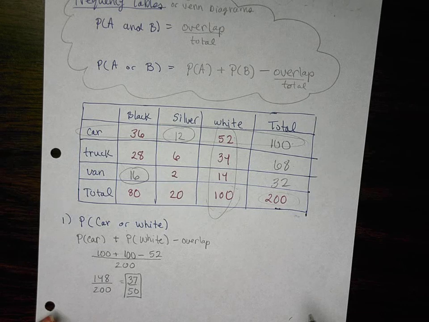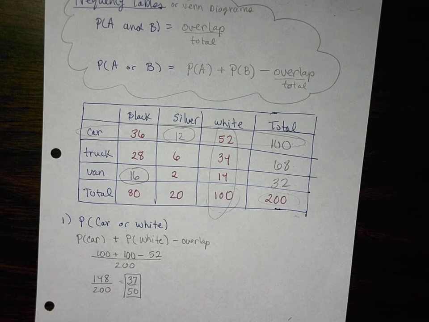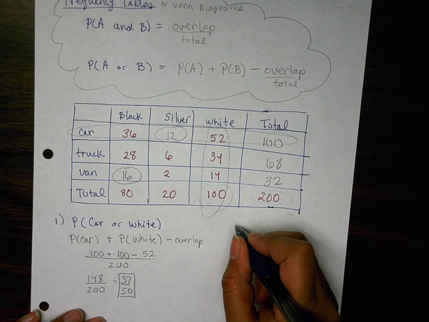Just write them all: fraction, percents, decimals. Yeah. All right, number 2.